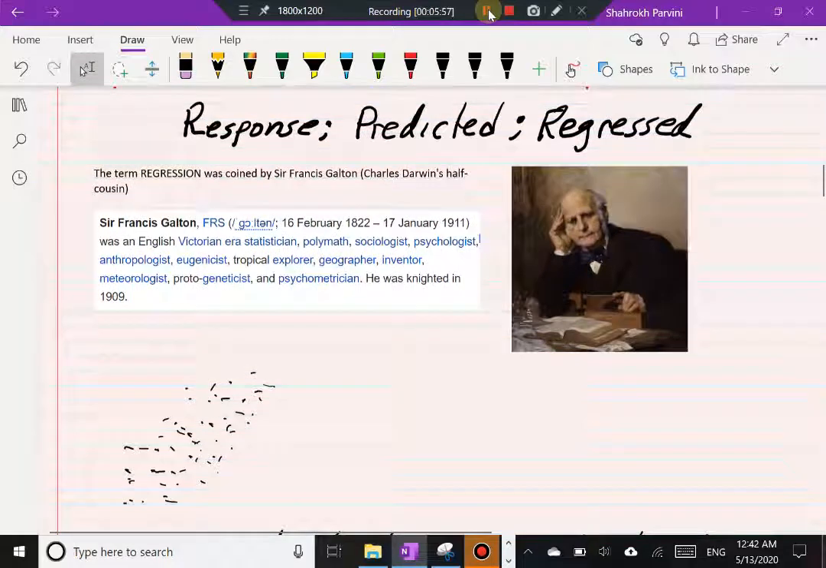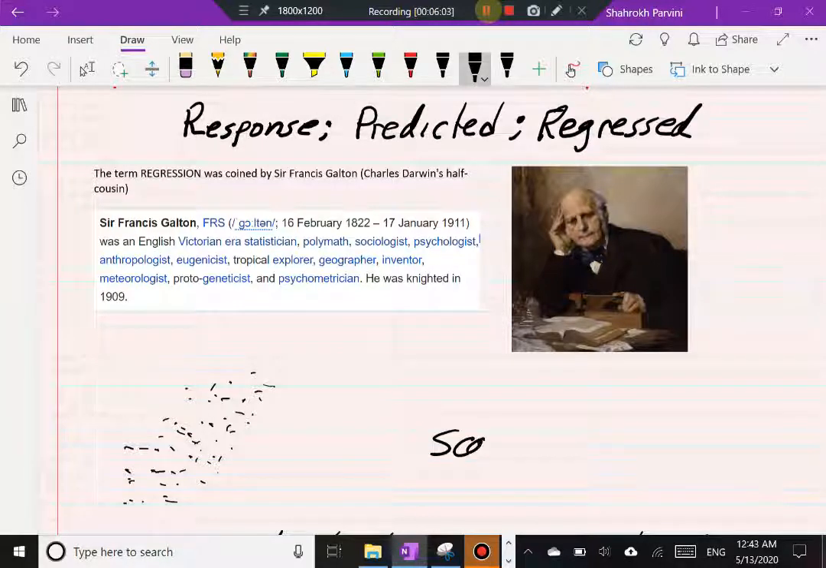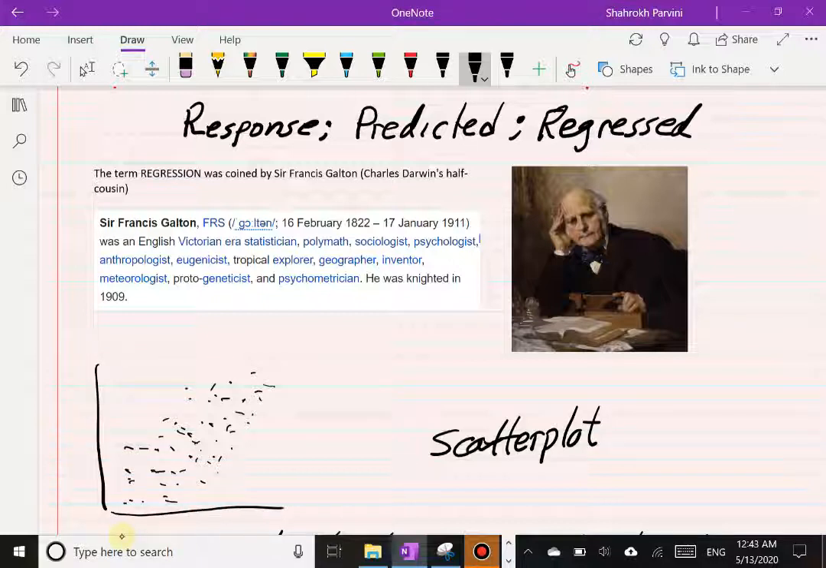Now here I have what we call a scatter plot. This is what we call a scatter plot. So for example, this would be my x and here's my y, and it's a two-dimensional plot of all the data points. If I look at this individual point here, it has an x and a y component. So that's what that is.